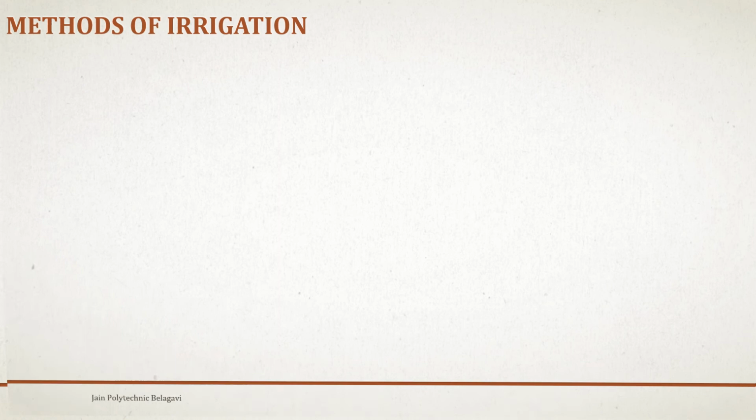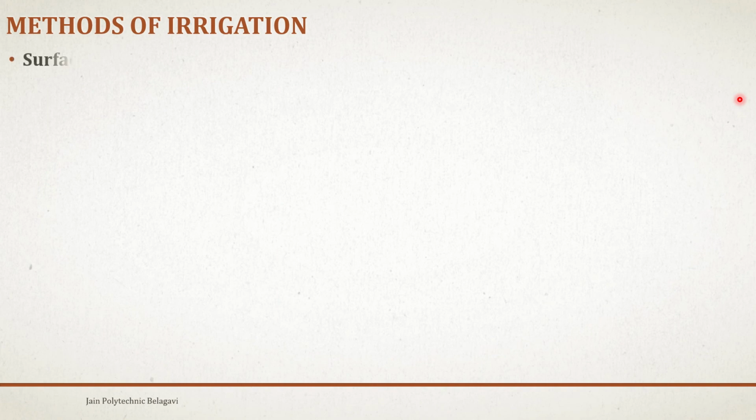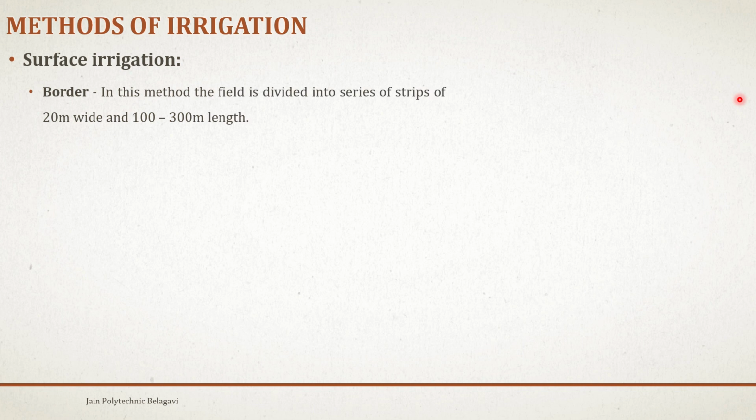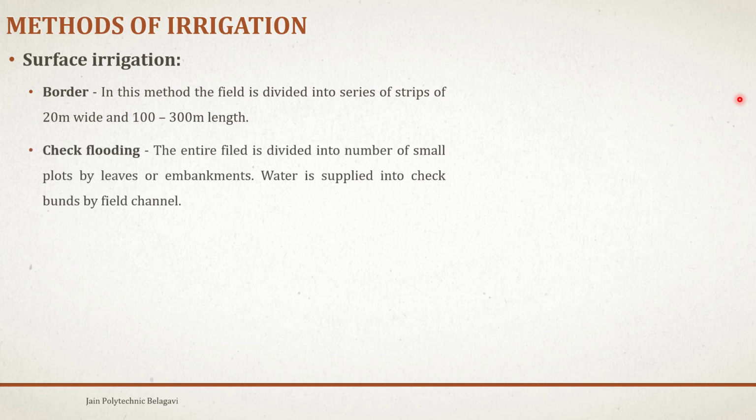Next we will understand one by one the surface irrigation. Surface irrigation means the water is being supplied on the surface. There are different types as we have discussed. Border: in this method the field is divided into a series of strips 20 meters wide and 100 to 300 meters in length. Check flooding: the entire field is divided into a number of small plots by levees or embankments.